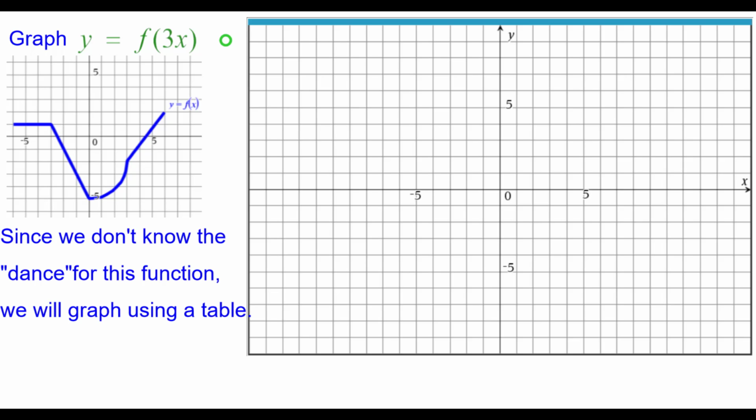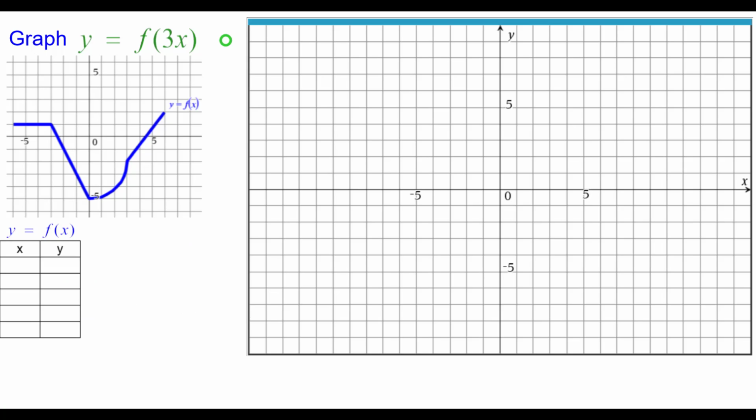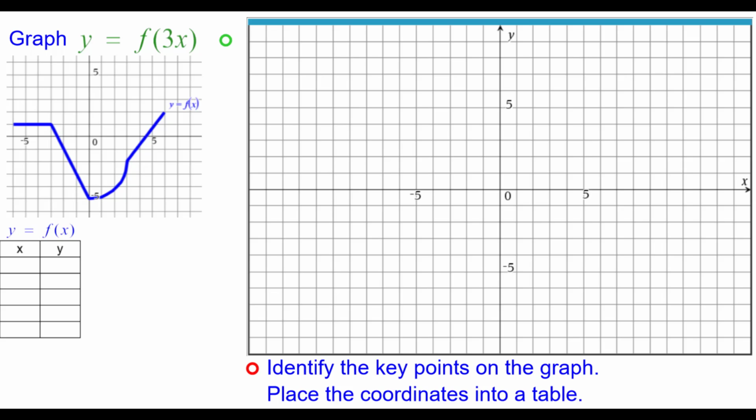Since we don't know the formula for this function, we will graph using a table. We're going to identify key points on the graph and then place the coordinates into this table right here. Beginning with this point right here, (-6, 1).